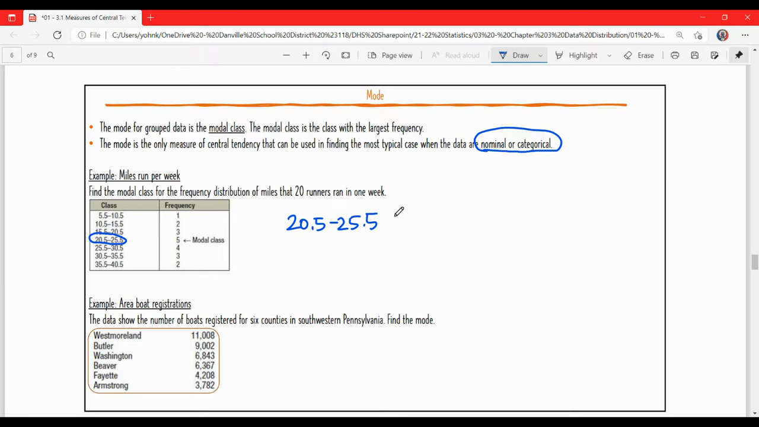That's called the modal class. If we look right here, the data show the number of boats registered for 6 counties in southwestern Pennsylvania. Find the mode. Well, you just got to find the one that occurs the most often. That's going to be Westmoreland.